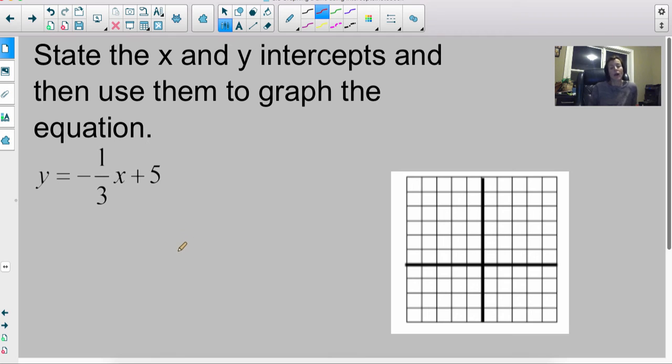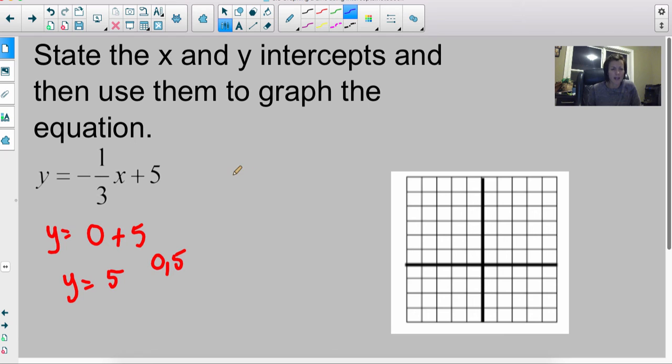State the x and the y intercepts and then use them to graph the equation. Okay. This one's a little different. It's already in y = mx + b format. So if x is 0, let's do that first. 0 times -1/3 is 0, so 0 + 5, y is going to be equal to 5. So we have (0, 5) as that intercept.